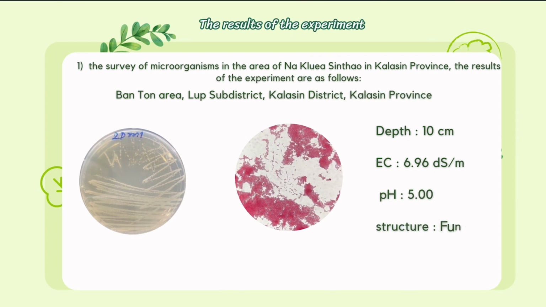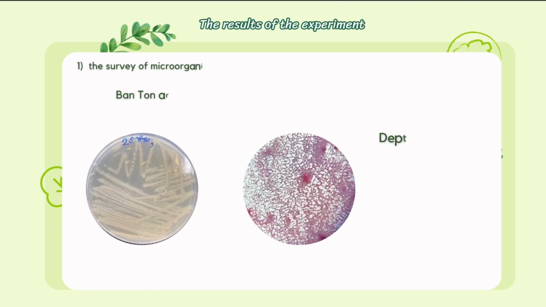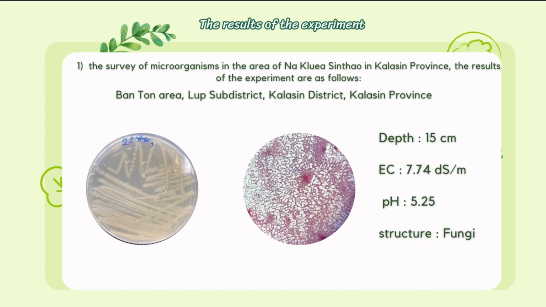The second microorganism was found at a depth of 10 cm. The EC value was 6.96 decisiemens per meter. The pH value was 5. The structure was a fungus. The third was found at a depth of 50 cm. The EC value was 7.74 decisiemens per meter. The pH value was 5.25. The structure was a fungus.